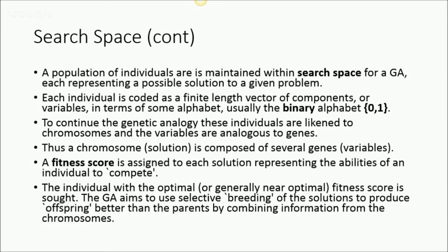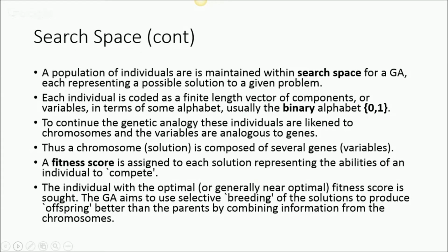So a population of individuals is maintained within the search space for a genetic algorithm, each representing a possible solution to a given problem. Each individual is coded as a finite length vector of components or variables. For example, we know we can encode anything in ones and zeros because we do it in computers. We just have to make a way of encoding our problem that fits the solution. To continue the genetic analogy, these individuals are likened to chromosomes. Thus, a solution is composed of several genes.